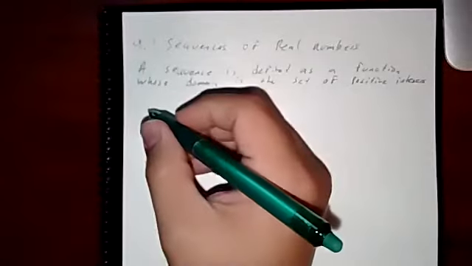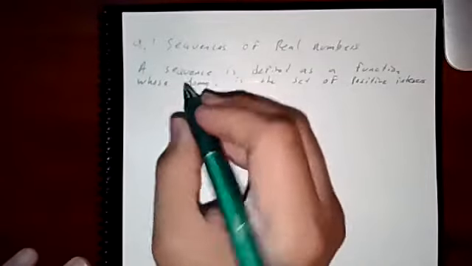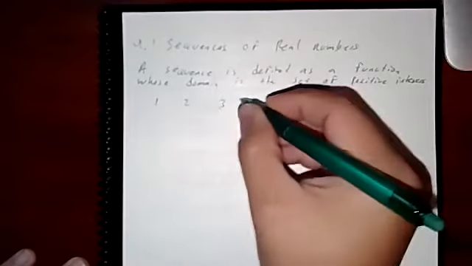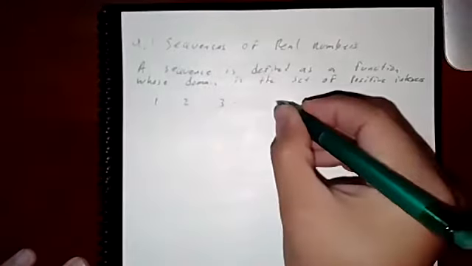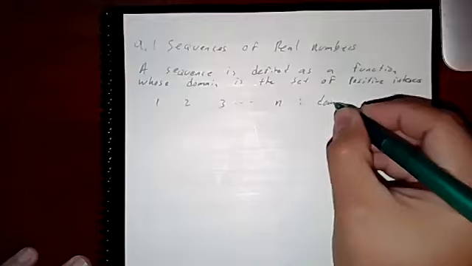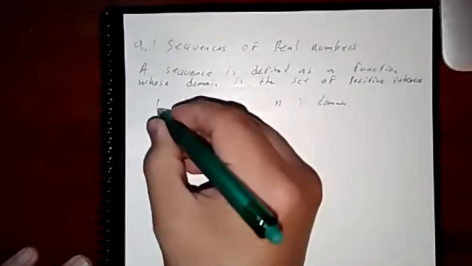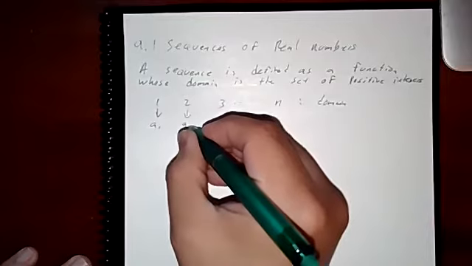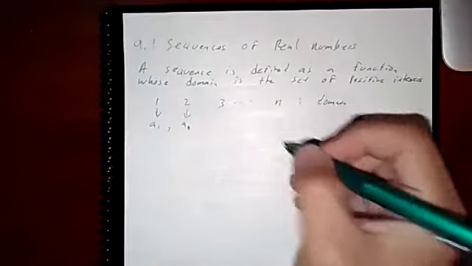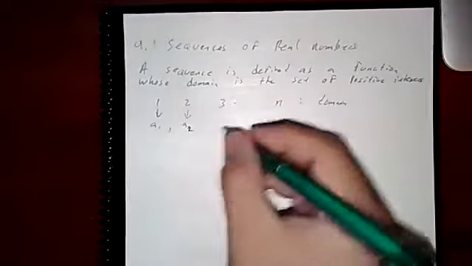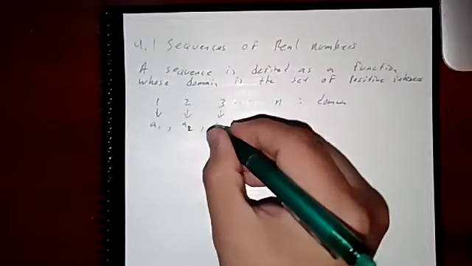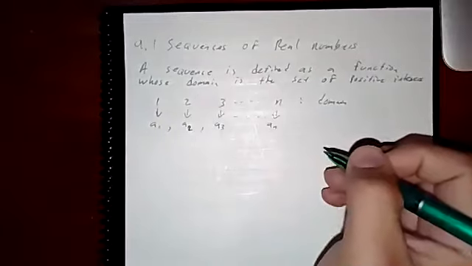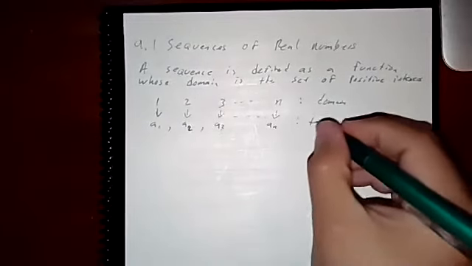So the terms of a sequence will look like this. Here's the domain: 1, 2, 3, all the way till n. We'll call that our domain. And these numbers correspond to the actual terms. So the first term we'll call A1, the second term A2, the third term A3, all the way till the nth term, meaning the general final term.